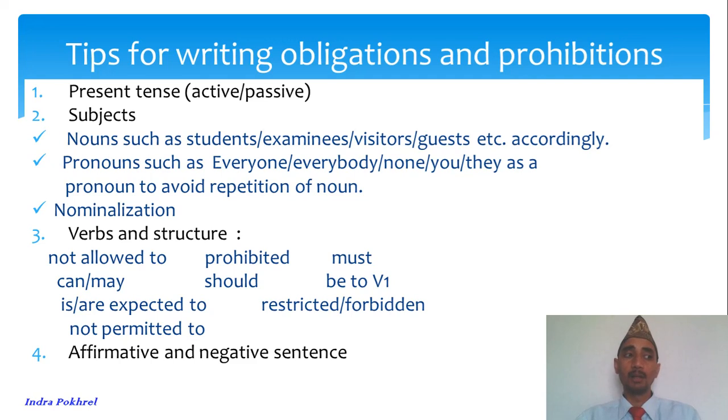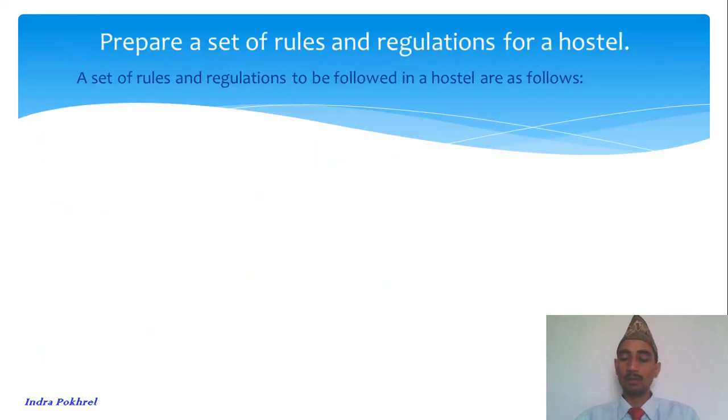So next, the predicate part, you can also use differently. Remember, you don't have to repeat the same kind of structure in every point. So better to create differences in the structure as well. For example, you can use modals such as must, can, may, should in different sentences. And in other cases, you can also use different verbs, like allowed to, prohibited, restricted, forbidden, permitted, expected. This kind of verbs you can use to create the difference. And next, you can also use both positive and negative sentences.